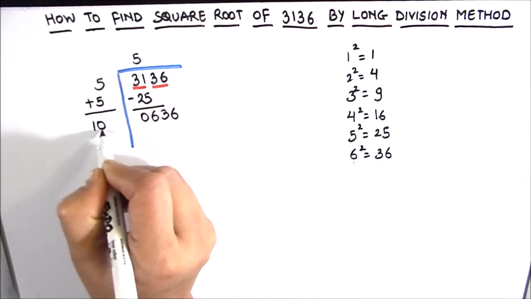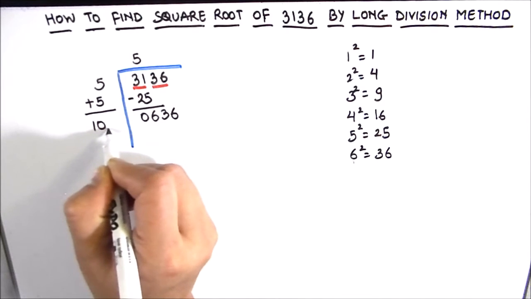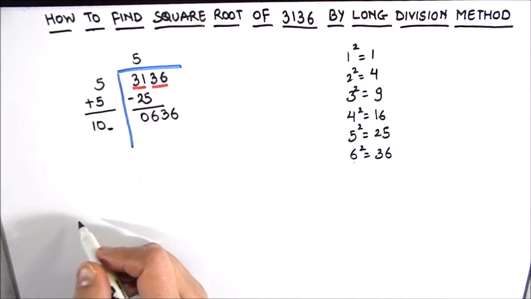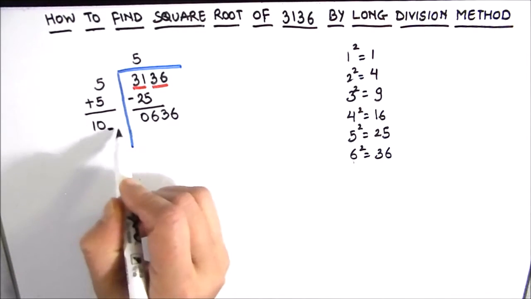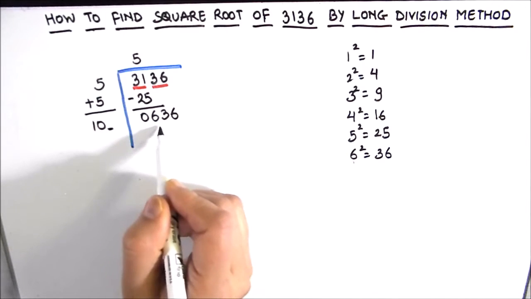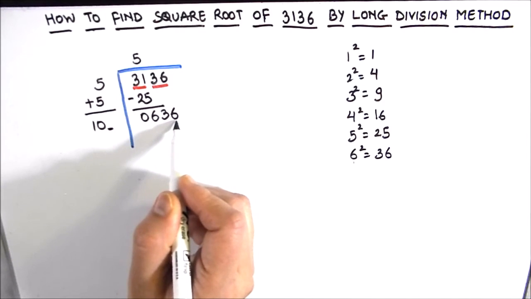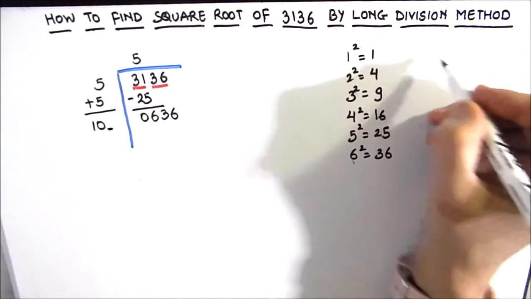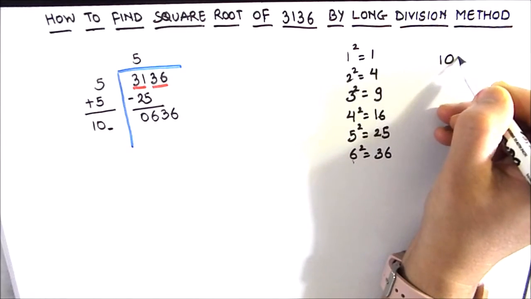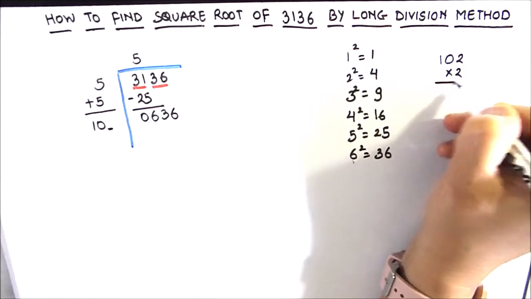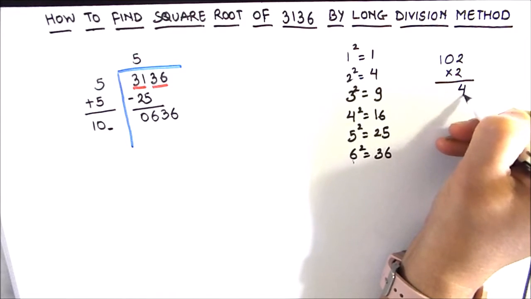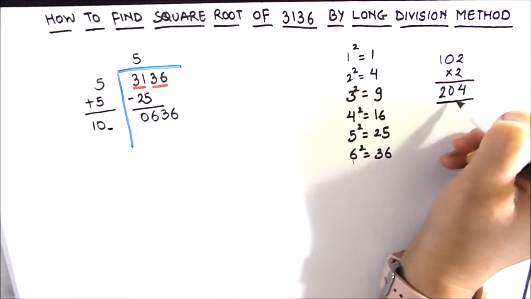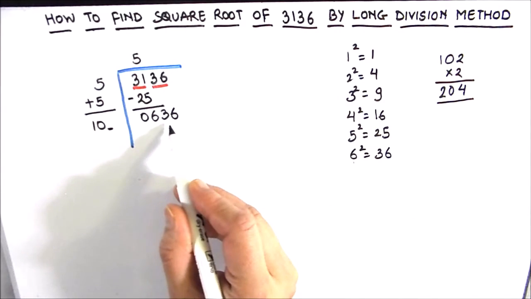So now we have 10, and one more digit we are going to add here, which we find in such a way that the product of this whole number with that digit is equal to 636 or just less than 636. So let us find that number. 102 times 2: 2 times 2 is 4, 2 times 0 is 0, and 2 times 1 is 2, equal to 204, which is way less than 636.